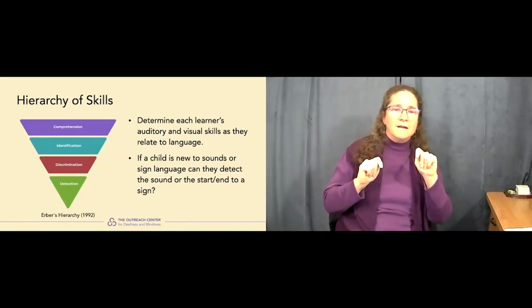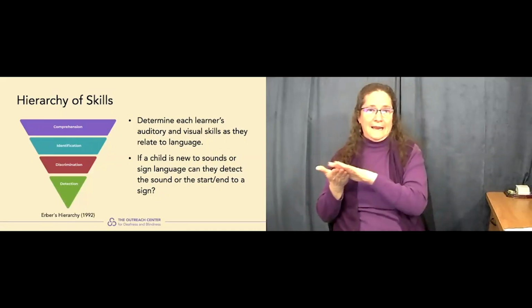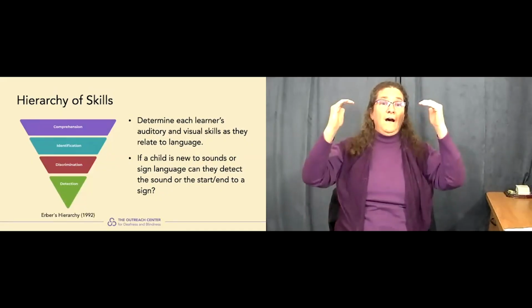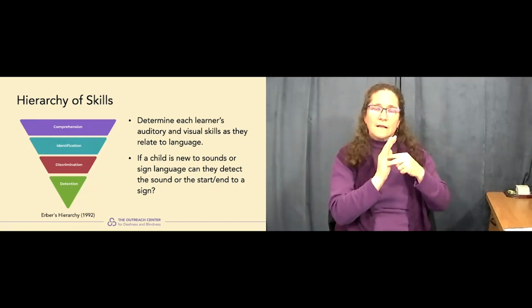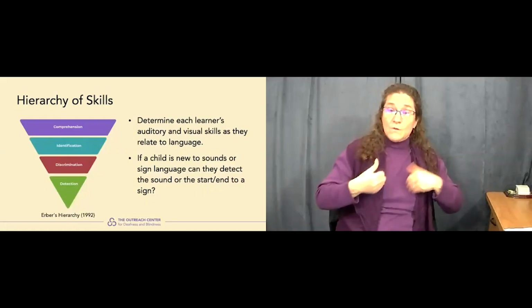And then at the higher level of comprehension, now I know bat has 2 different uses, such as the animal or the baseball bat. And that's where we want to take our students through the whole pyramid as they go through language.